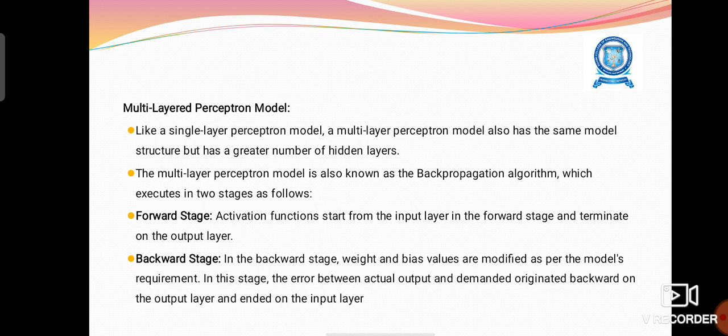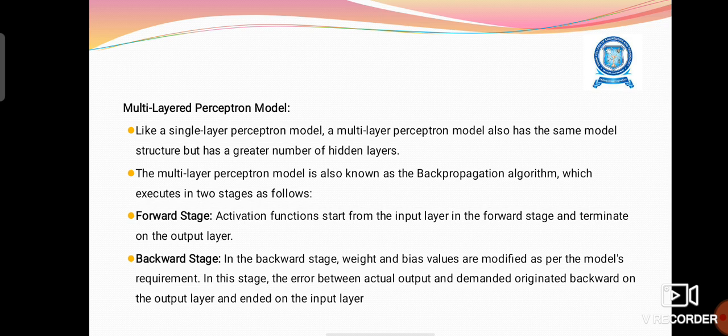Multi-layer perceptron. The multi-layer perceptron model also has the same model structure but has a greater number of hidden layers. This is also known as the backpropagation algorithm, which executes in two stages: forward stage and backward stage. In the forward stage of multi-layer perceptron, activation functions start from the input layer and terminate on the output layer. In the backward stage, weight and bias values are modified as per the model's requirement.